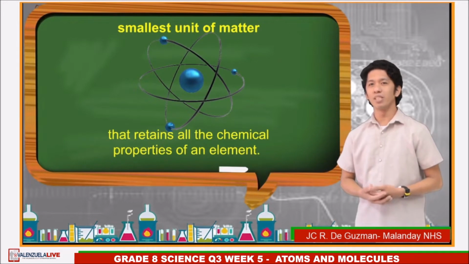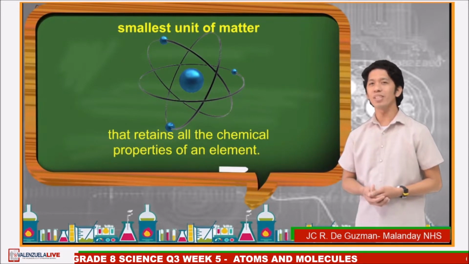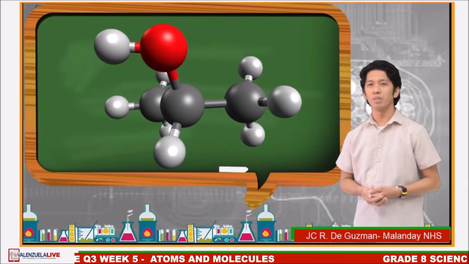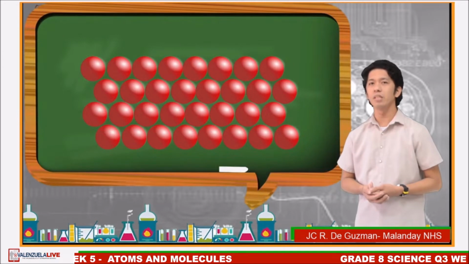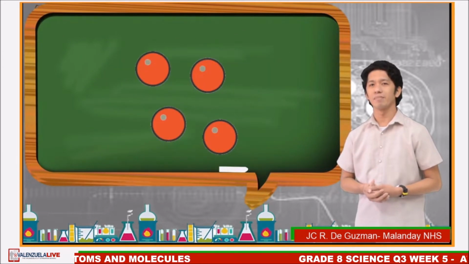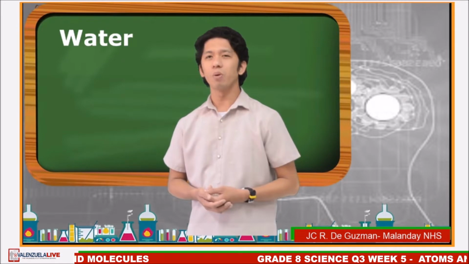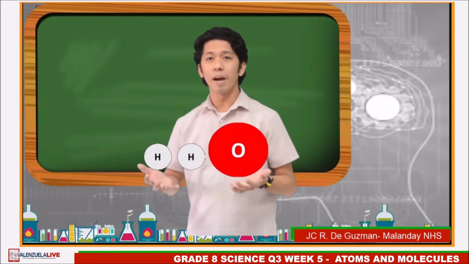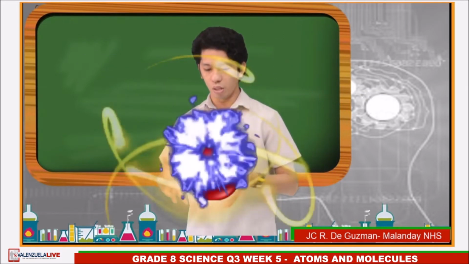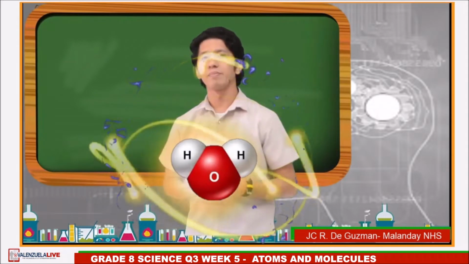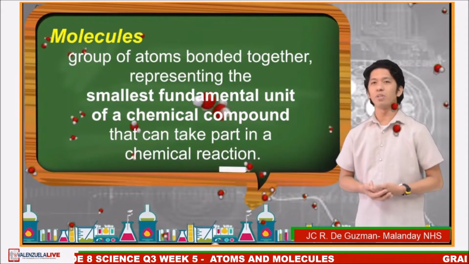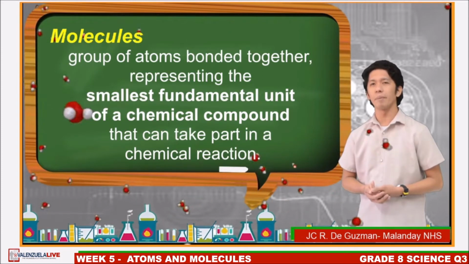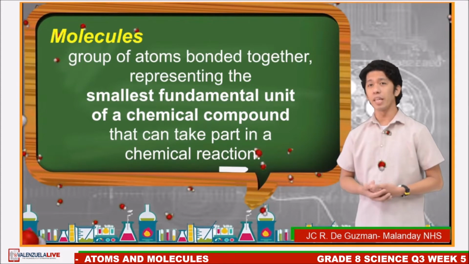An atom is the smallest unit of matter that retains all the chemical properties of an element. Atoms combine to form molecules, which then interact to form solids, liquids, and gases. For example, water is composed of 2 hydrogen atoms and 1 oxygen atom that have combined by a bond to form water molecule. Molecules, on the other hand, refers to a group of atoms bonded together, representing the smallest fundamental unit of a chemical compound that can take part in a chemical reaction.